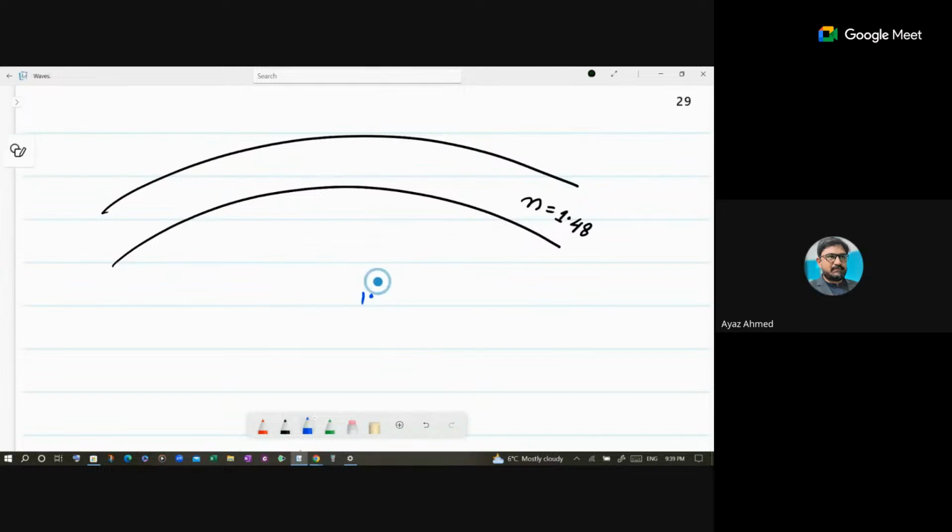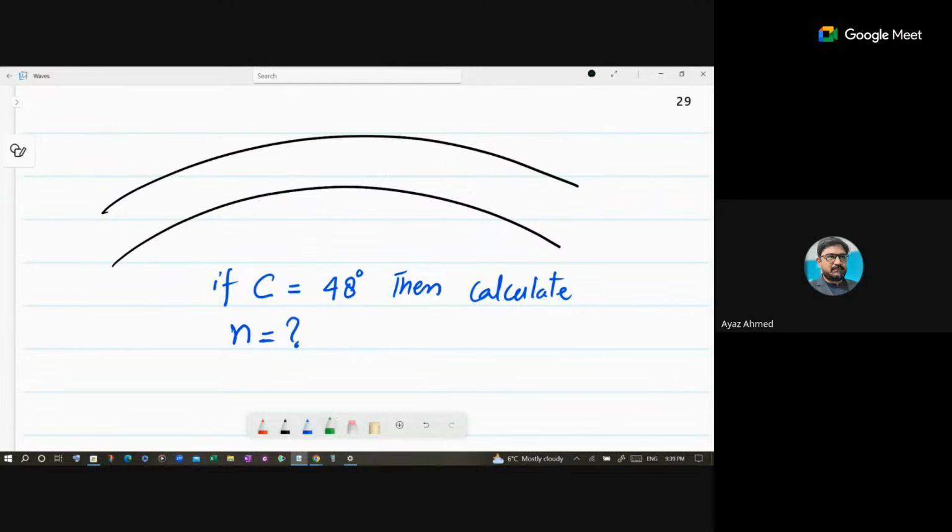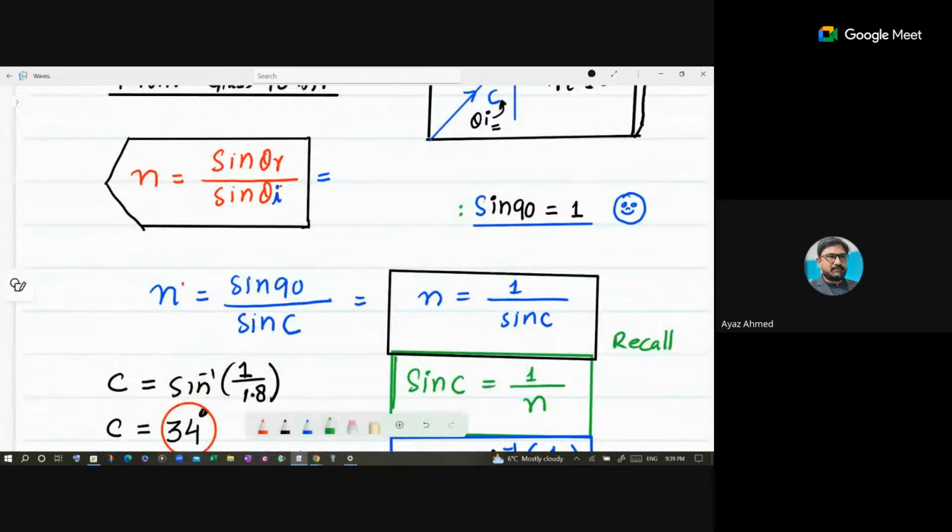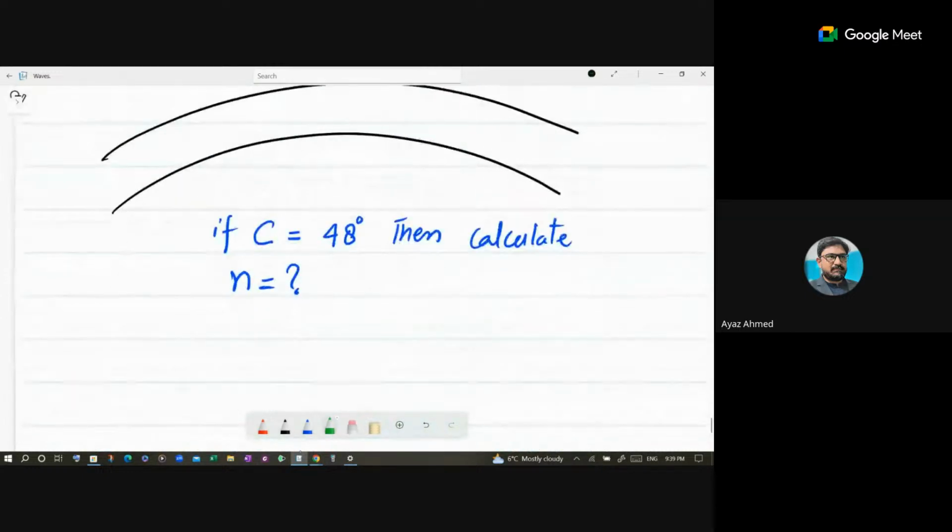Or wait. Let's do this in another way. I'm not going to give you the refractive index right now. If I say that the critical angle for this medium is, let's say, 48 degree, then calculate n, the refractive index of this medium. Hariba, you will calculate that because this is a simple calculator, right? So which equation will be used? This one, n is equals to 1 upon sine c.